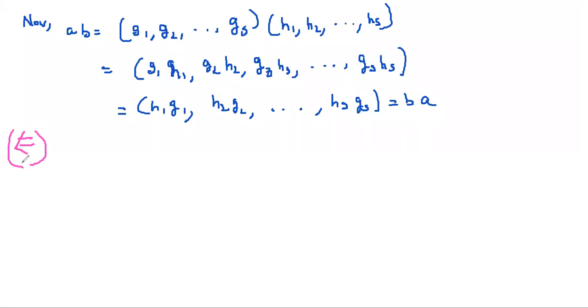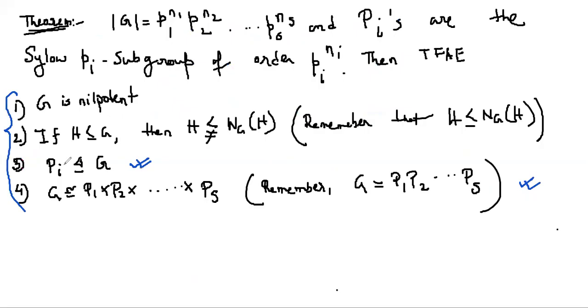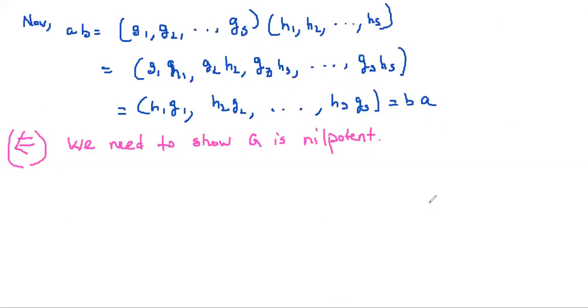So let's try to prove the converse. We need to show G is nilpotent. Our idea will be to recall the equivalent conditions. I said that the third and the fourth one are very useful. In this case, we will use this: we will show that the Pi's are normal in G, and we will conclude that hence G is nilpotent. So let me say that it is enough to show.